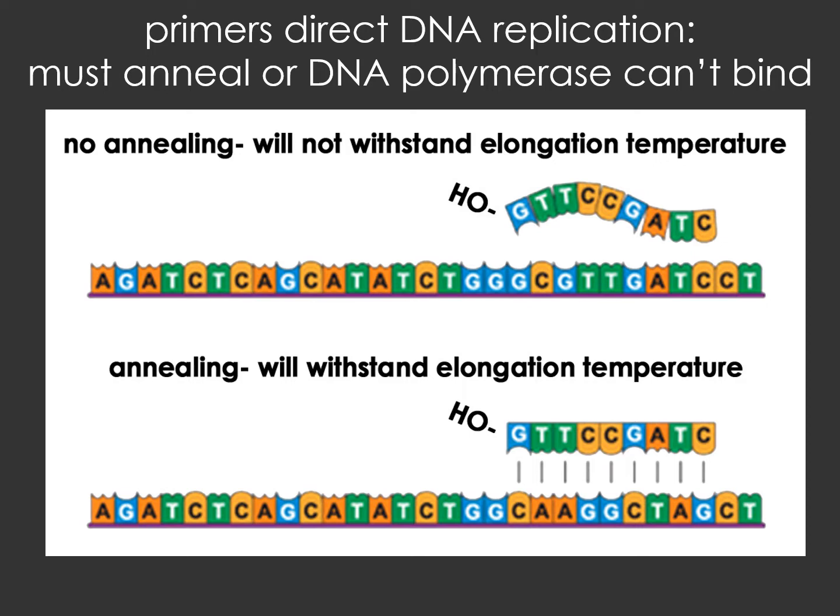As opposed to the bottom example, which, because it's perfectly complementary to the template DNA, can withstand that 72 degrees Celsius. And so when DNA polymerase comes along, it will recognize that OH group and start to replicate the rest of that piece of DNA, utilizing that OH group to catalyze the reaction.